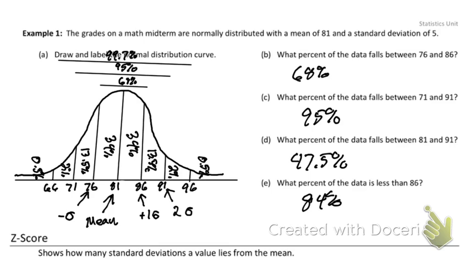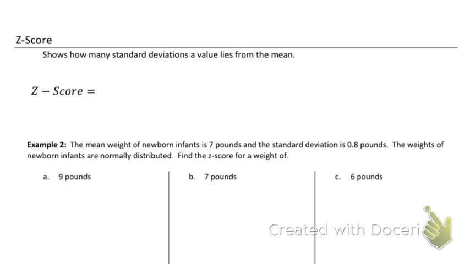whichever method you prefer. All right, the last thing we're going to talk about is something called a z-score. A z-score is going to be a score so we know how many standard deviations something is away from 0. Rather than knowing that I'm at 86, we're going to know it's 1 standard deviation. So when we're talking about z-scores, it shows how many standard deviations a value lies from a mean.